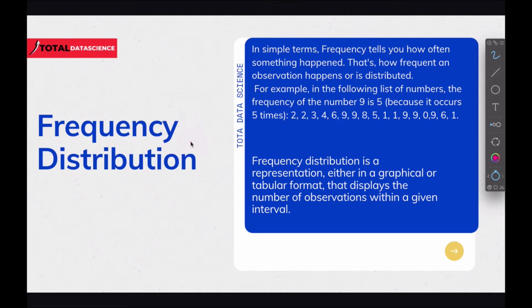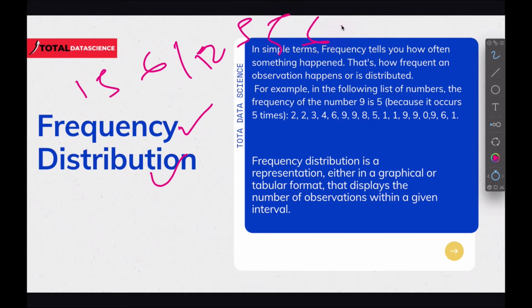Now, when we're talking about frequency distribution, remember that we're talking about two terms here: frequency and distribution. Frequency is nothing but how often something happens. For instance, if I list some random numbers over here: 1, 5, 6, 1, 12, 5, 5, 6, 6, 6, 7, 0.